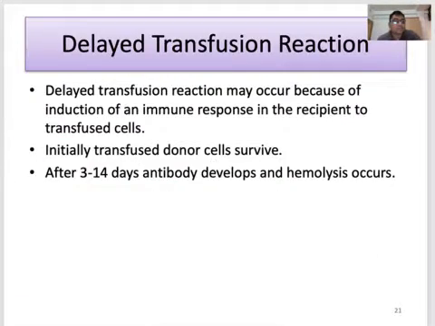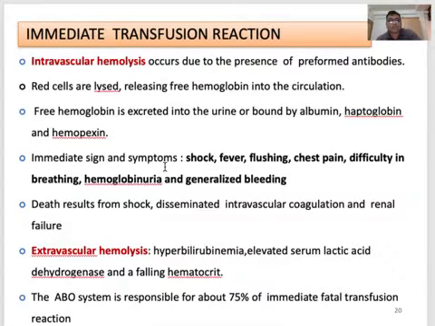The immediate signs and symptoms of immediate transfusion reactions are shock, fever, flushing, chest pain, difficulty in breathing, hemoglobinuria, that is hemoglobin getting out through the urine, and generalized bleeding. Even death can occur due to the immediate transfusion reaction, and death usually results from shock, disseminated intravascular coagulation, I mean blood clotting inside our blood vessels, and renal failure.